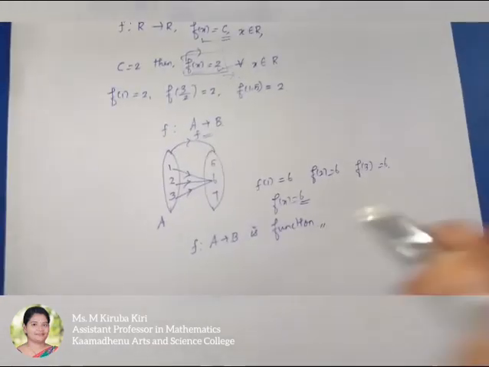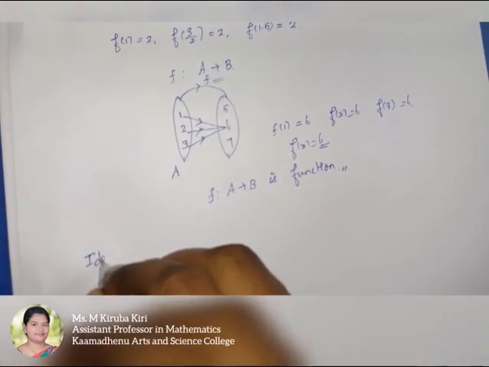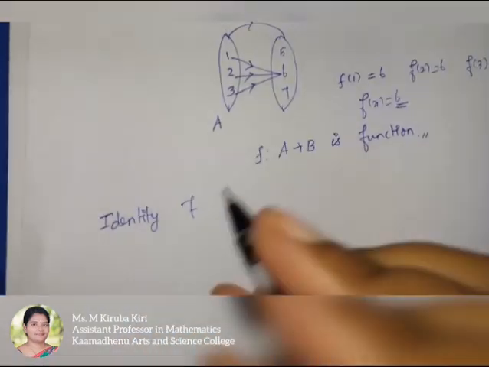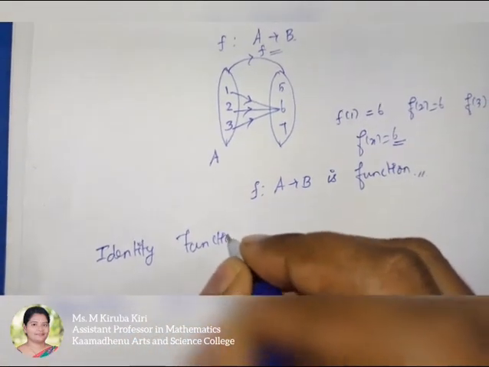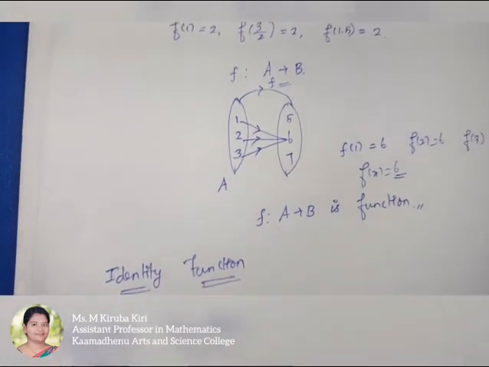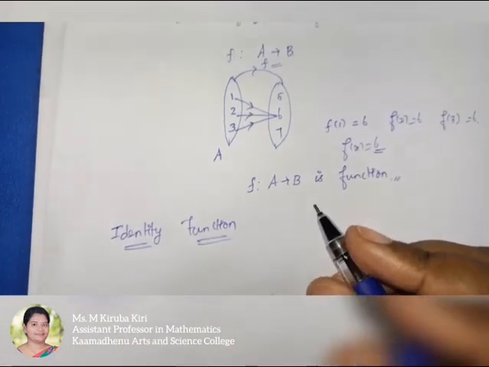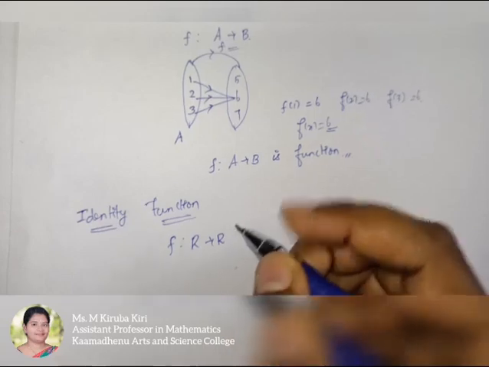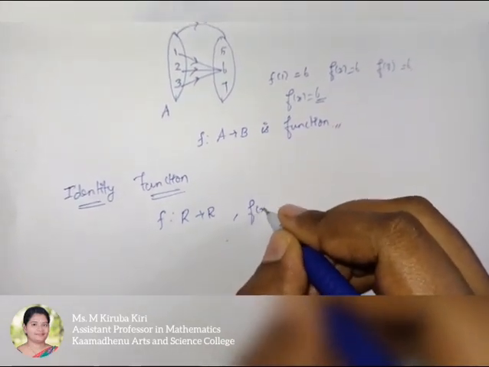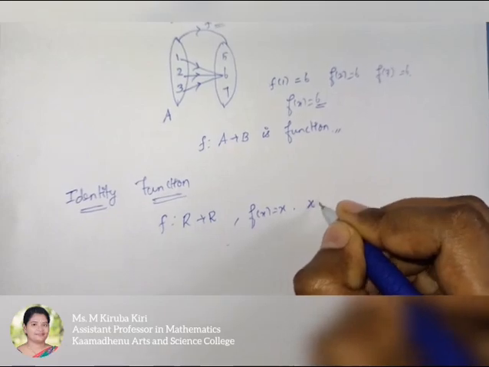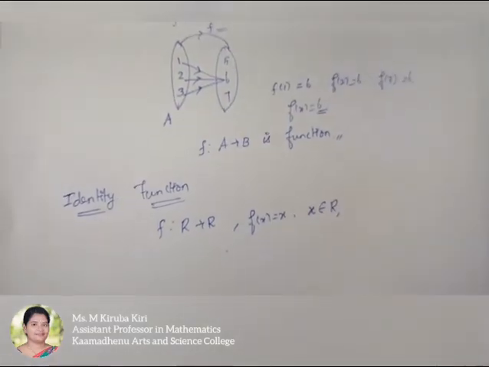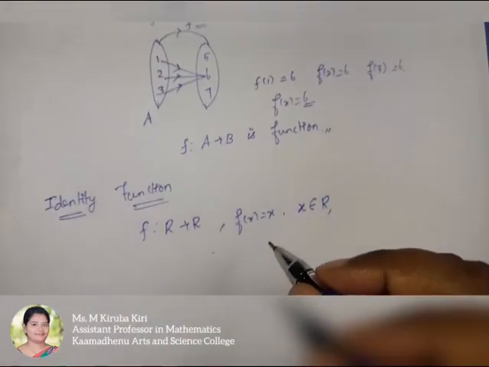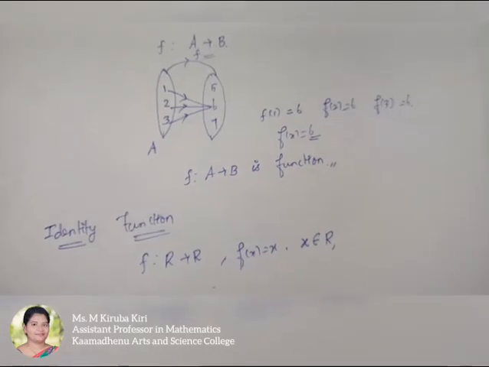What is the second type? The second type is identity function. Okay, listen. A function f from R to R is defined by f of x equal to x for every x belongs to R, and it is called the identity function. f of x equal to c means this is called constant function. f of x equal to x means f is known as the identity function.